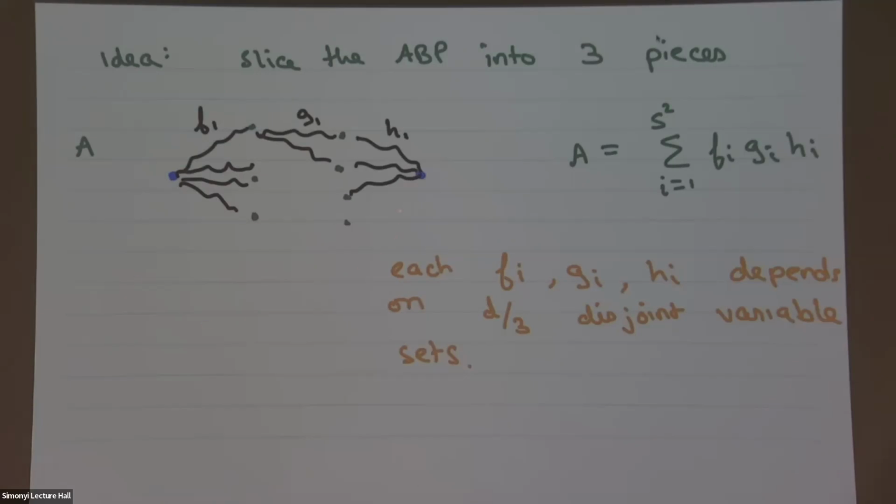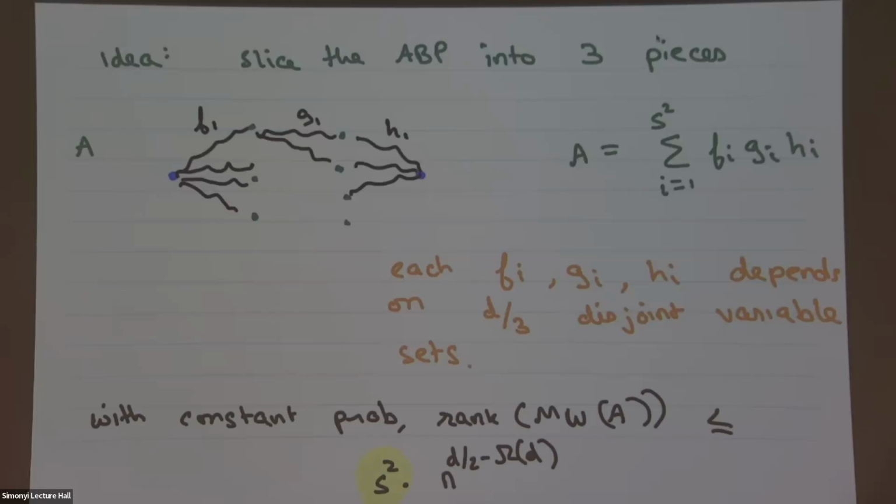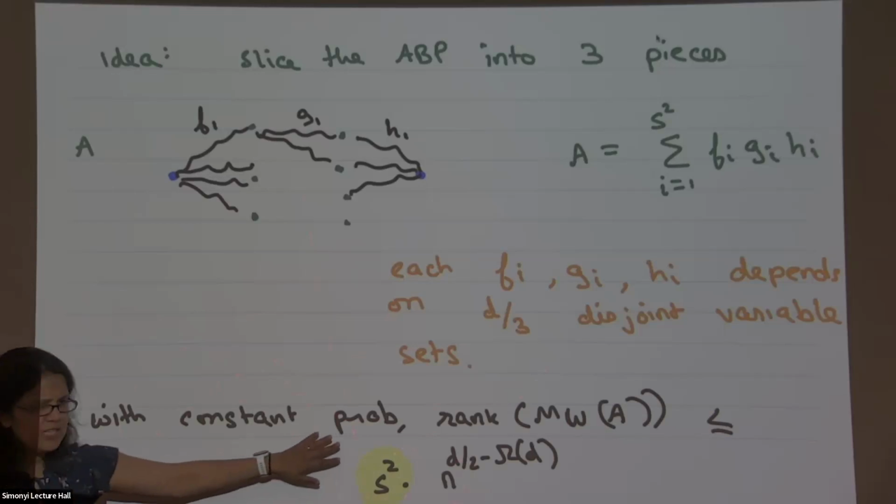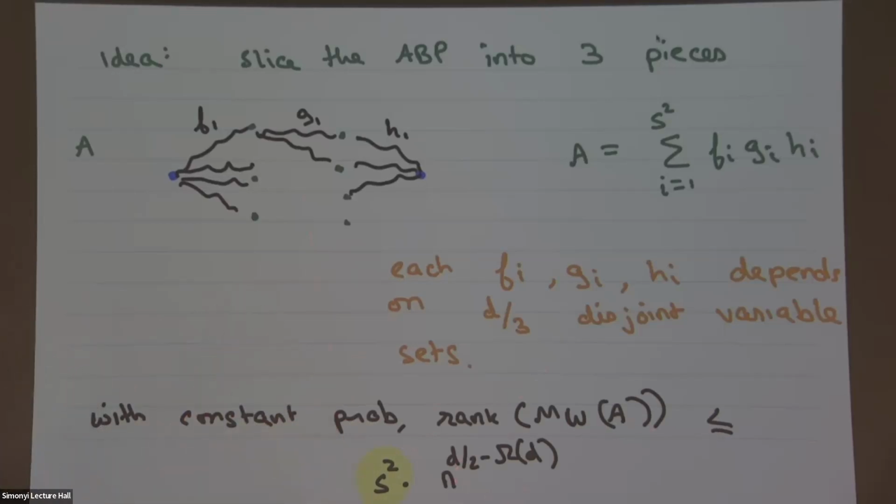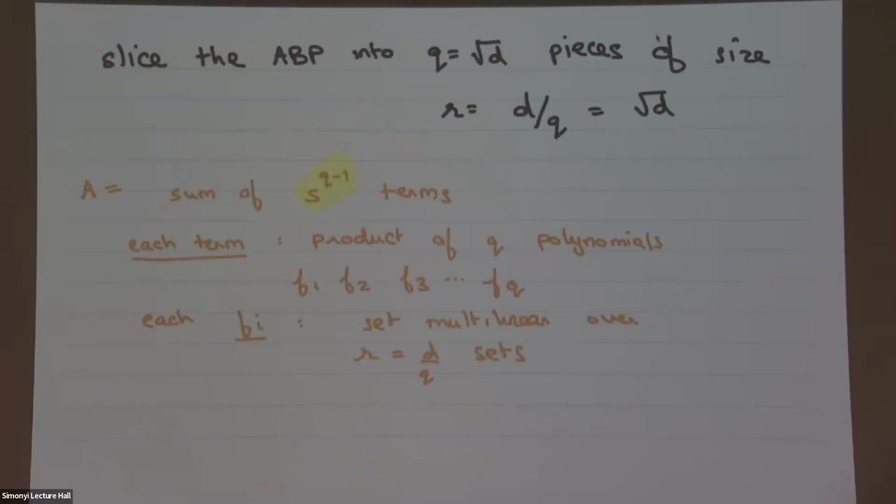And so your output polynomial first was just a sum over Figi with S summations. Now you have S square summations and you'll get something like Figi Hi, where each of these depends on D over 3 sets of variables. And you can try that, and then again with some constant probability, you now lose an S square instead of an S in the number of summands. So where did you really gain? You don't explicitly see where you gained when you just cut it into 3 parts, because you still get bias. It doesn't work out, but let's cut into a lot more pieces.